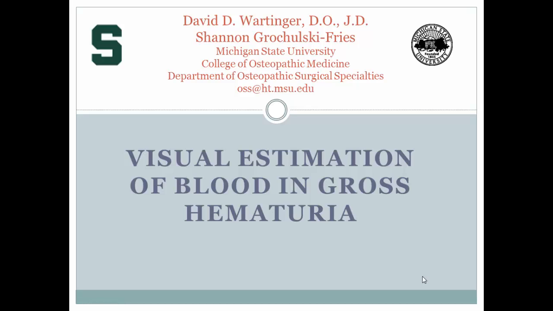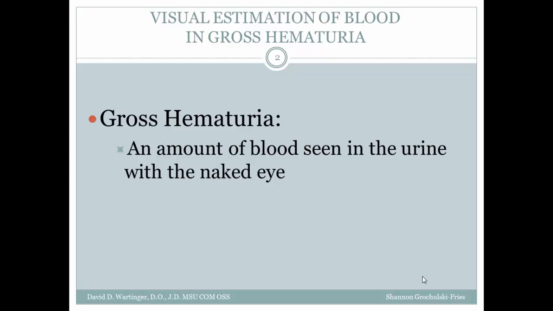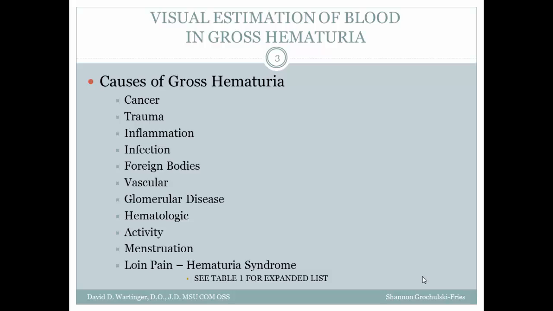This video presentation was created to help both patients and healthcare professionals learn to visually estimate the amount of blood in a urine specimen. Blood in the urine visible to the naked eye is called gross hematuria. Hematuria is not normal, and its cause must be determined.